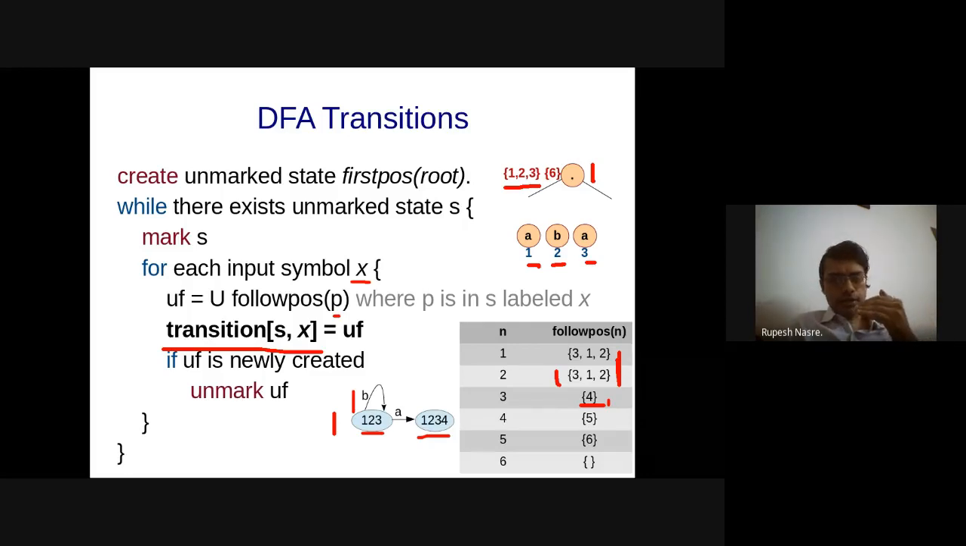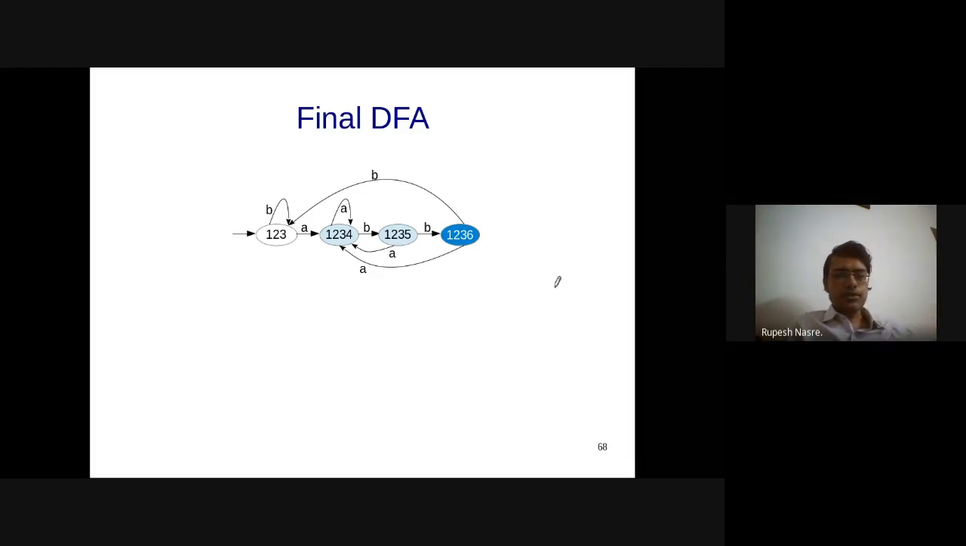On transition on symbol B, you need to consider what are the nodes corresponding to B in this particular state: 1, 2, 3, 4. The nodes corresponding to B are 2 and 4. So we take the followpos of 2 and 4, and the union is going to give us 1, 2, 3 and 5. There is no such state, therefore we have to create a new state, which is going to be 1, 2, 3, 5 on B. So that is what it is going to look like, with a transition from 1, 2, 3, 4 on B.